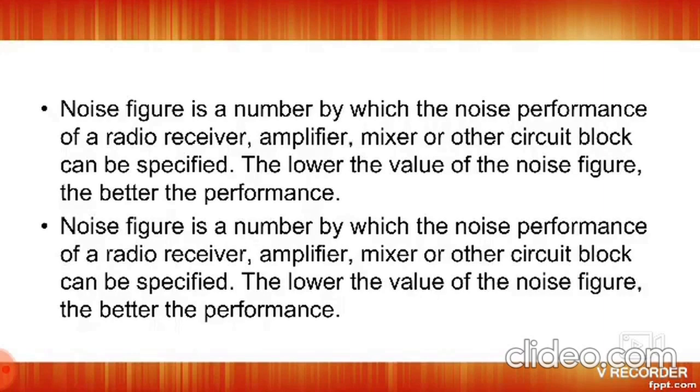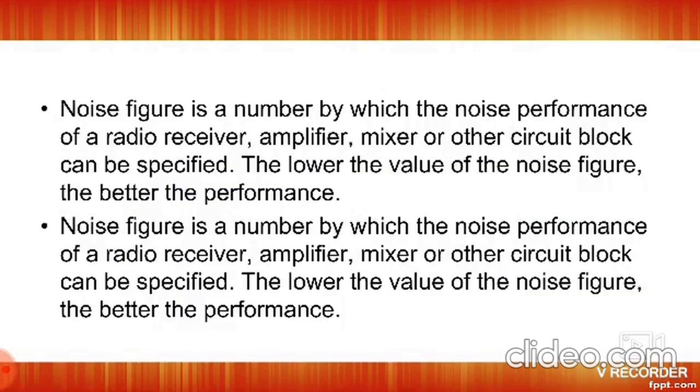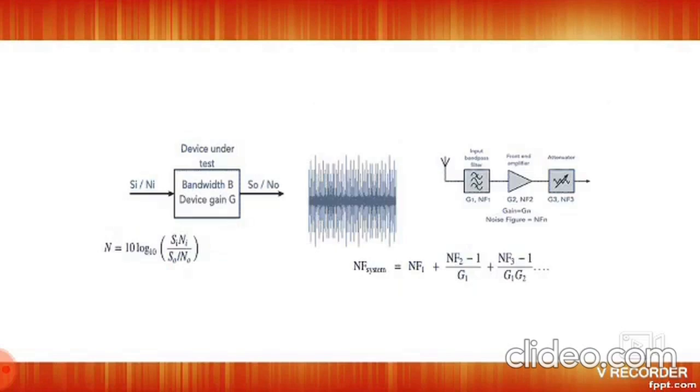Now the noise figure. The noise figure performance of a radio receiver, amplifier, mixer or other circuit can be calculated for better performance. For better performance, a circuit should produce a better noise figure. Consider a circuit having input signal to noise ratio Si by Ni and output signal to noise ratio So by No. The noise figure N is given as 10 log to the base 10 of Si divided by Ni divided by So divided by No. N is the noise figure.